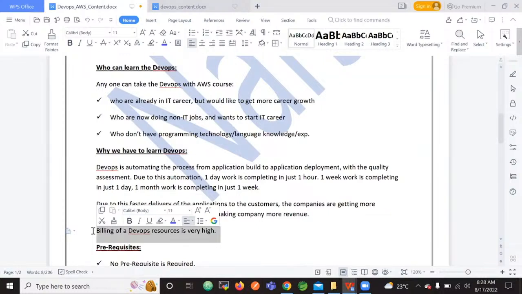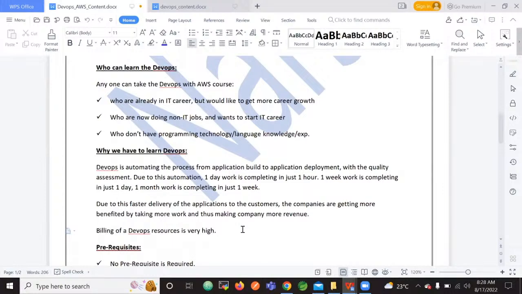That is what other companies, the clients, are following now, right? So application automation is happening, and application releases are happening very quickly. That is the reason the companies are looking to use DevOps for all the projects. So when DevOps is there for every project, DevOps resources are also required.